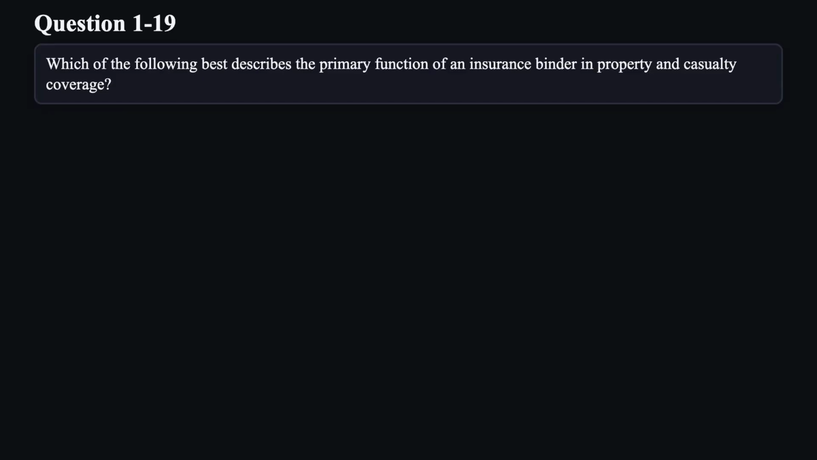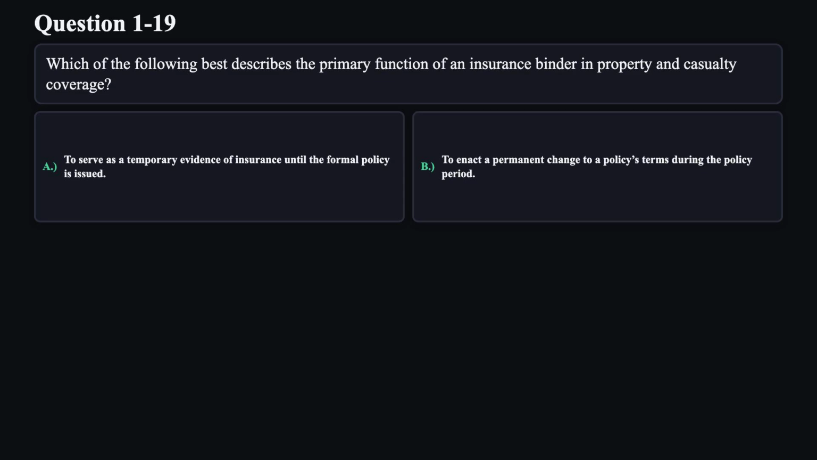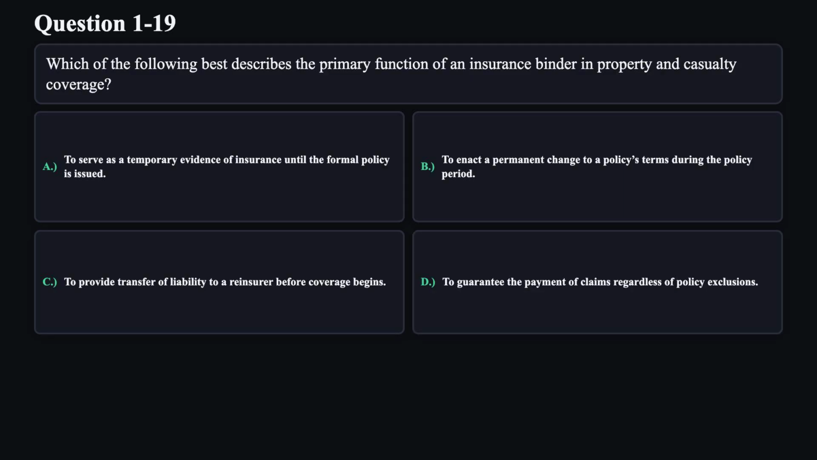Question 19. Which of the following best describes the primary function of an insurance binder in property and casualty coverage? A. To serve as a temporary evidence of insurance until the formal policy is issued. B. To enact a permanent change to a policy's terms during the policy period. C. To provide transfer of liability to a reinsurer before coverage begins. D. To guarantee the payment of claims regardless of policy exclusions.